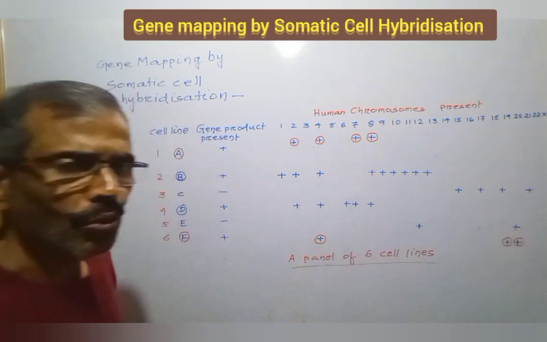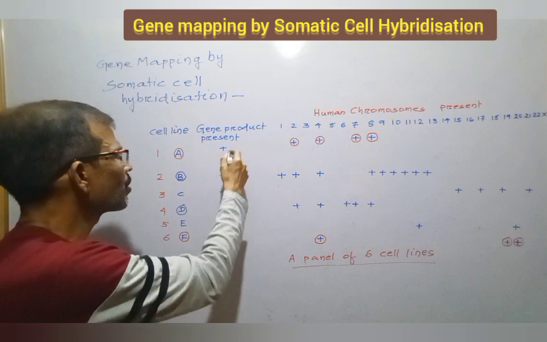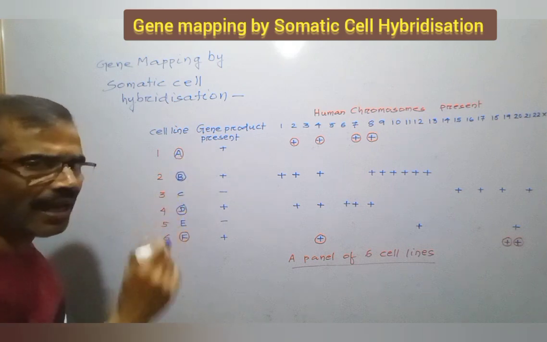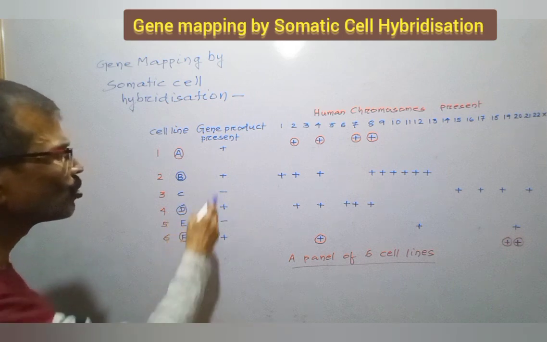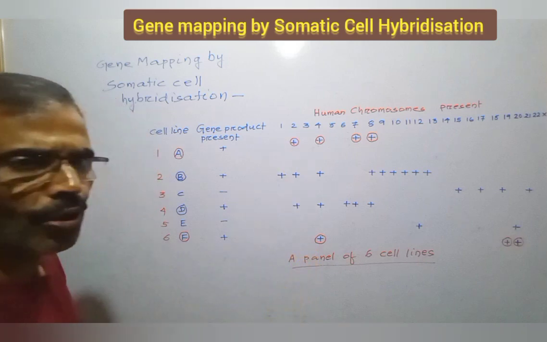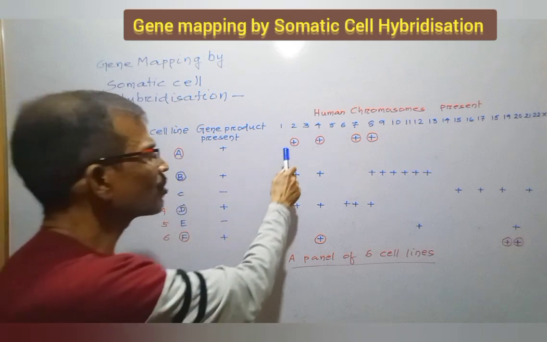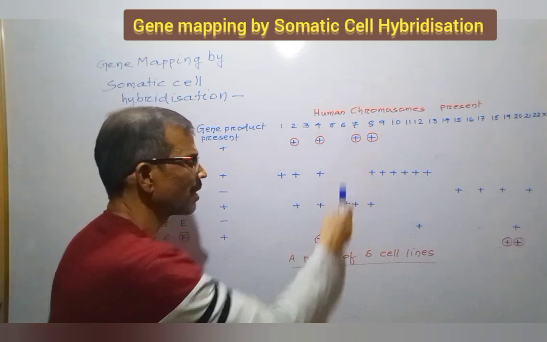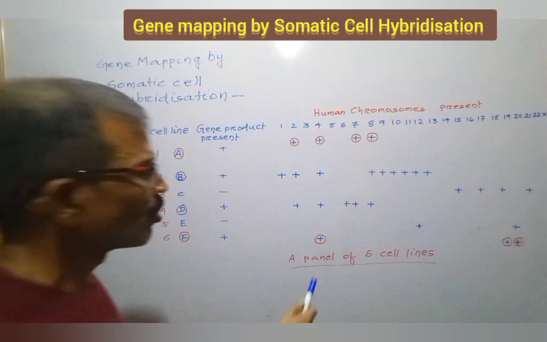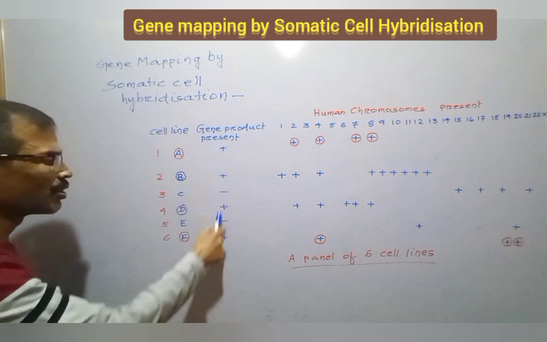In this example, we want to determine the location of a gene that encodes a particular protein, for example, an enzyme. Out of 6 cell lines, A, B, D and F possess the gene product. Comparing the different subsets of human chromosomes, cell line A possesses human chromosomes 2, 4, 7 and 8, whereas cell line F contains human chromosomes 4, 19 and 20. Both of them possess the gene product.